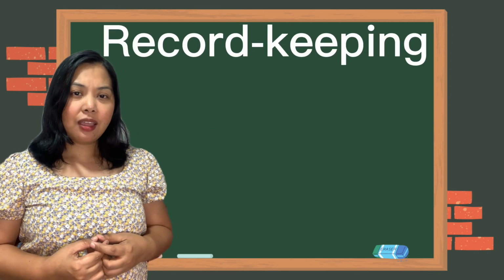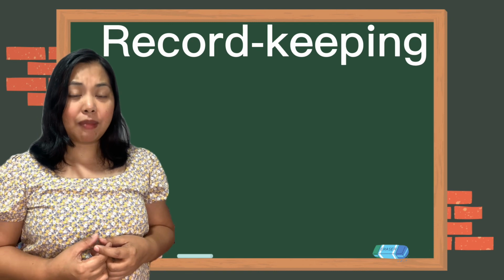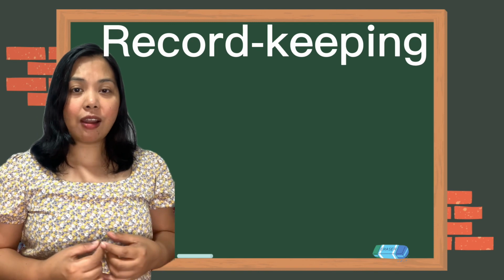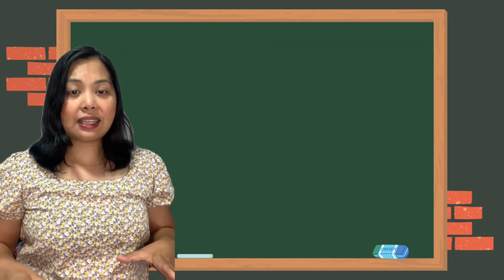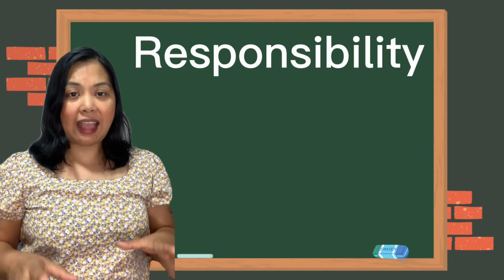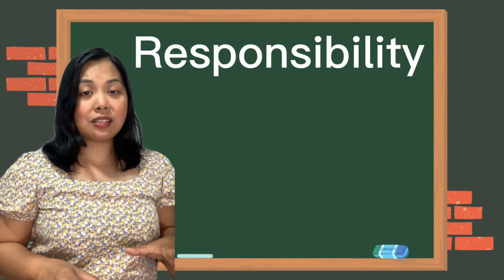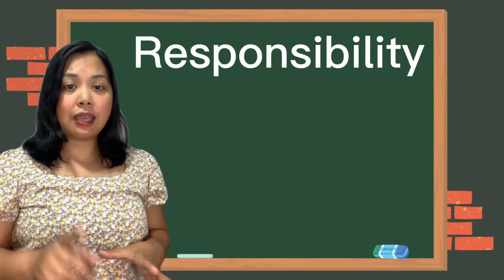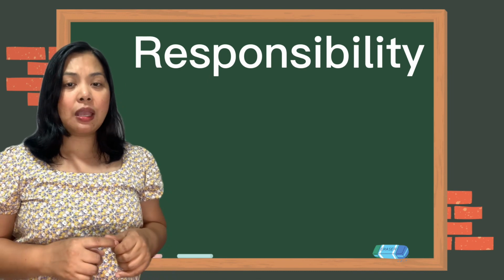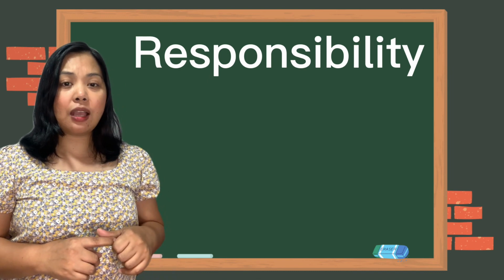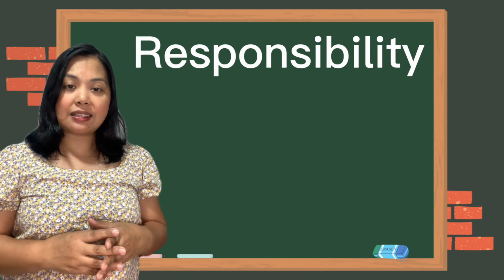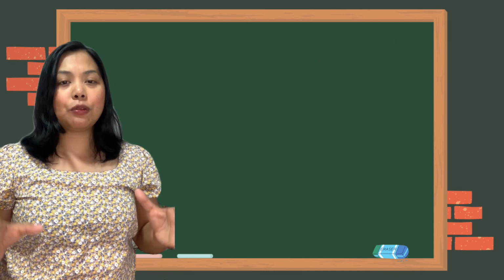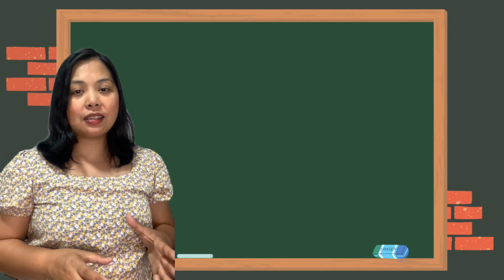Then we have record keeping. Remember that accurate records are maintained throughout the assessment process. And last but not the least, responsibility. That includes making objective decisions, following all organizational or school guidelines, keeping records, and producing required reports.